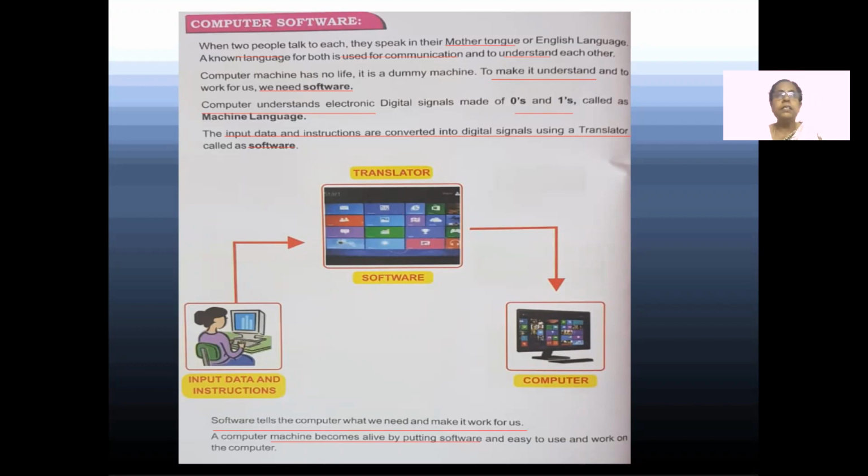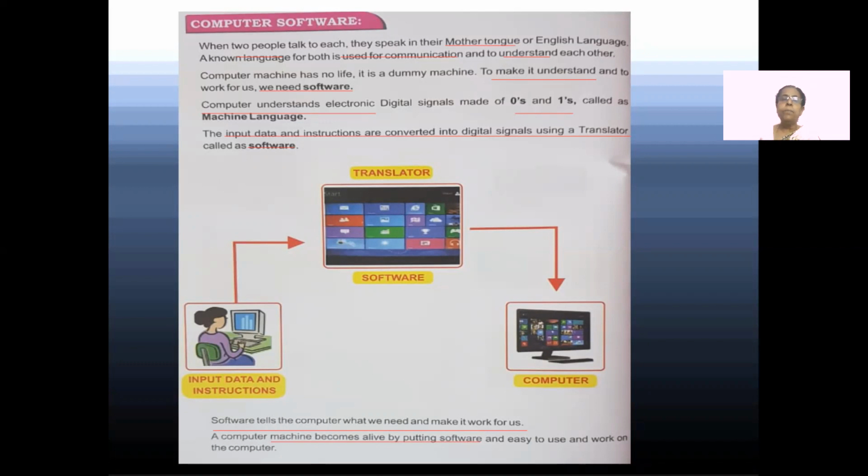This computer language is also called machine language. It understands electronic digital signals, and digital signals are made up of zeros and ones. That is your binary system. It understands two signals, like your fan switches, which have an off and an on button. So digital signals are made up of two main signals, zeros and ones. This is called machine language. The computer can understand only machine language, which is zeros and ones.